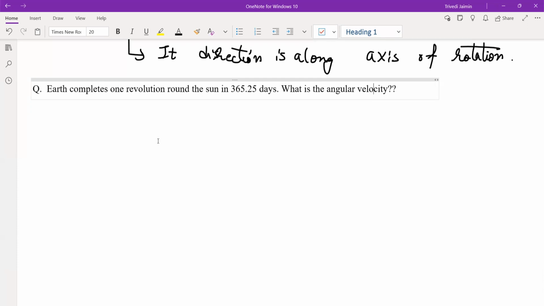We'll convert into seconds. Exactly. Come on. Convert this and tell me. Earth completes one revolution around the sun in 365.25 days. What is the angular velocity?